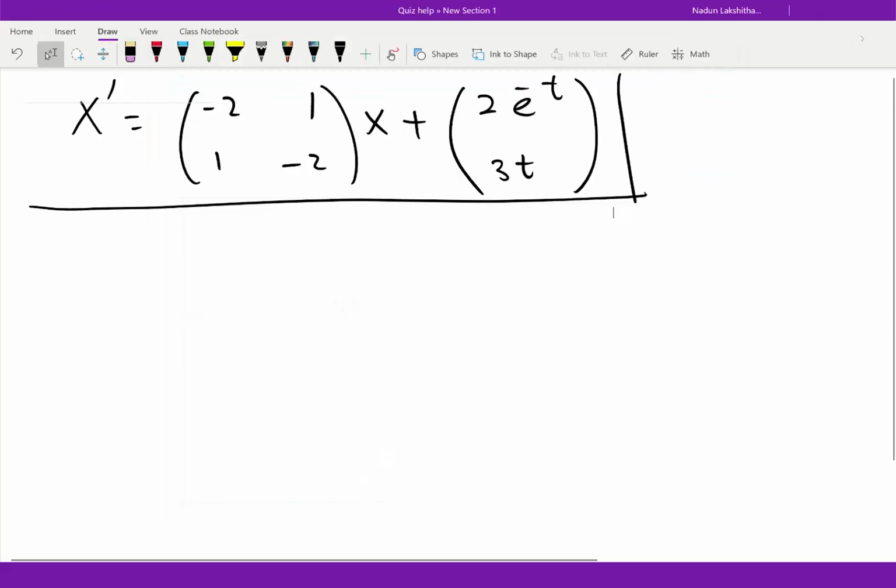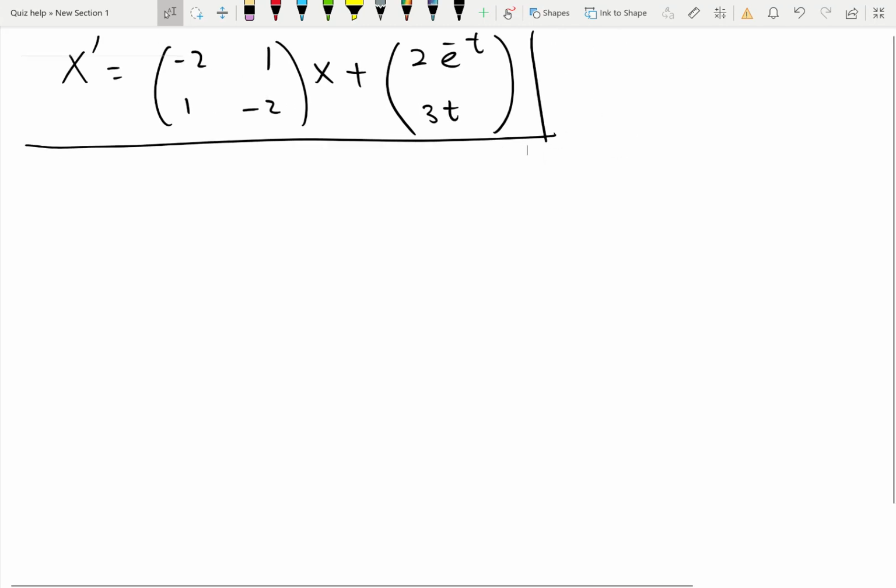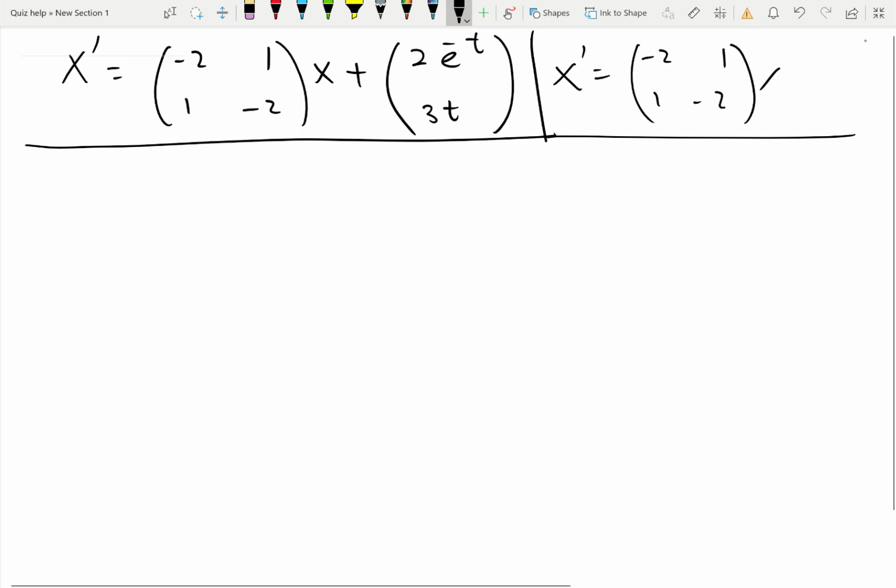Alright, so let's do a somewhat challenging problem from variation of parameters for systems. Okay, so we have this problem. Now what you want to do first is solve the homogeneous version of this system, right? So x prime is equal to the matrix [-2, 1; 1, -2] times x. So you want to solve this problem first. That means find the complementary function. Now to do that you have to find the eigenvalues and eigenvectors.